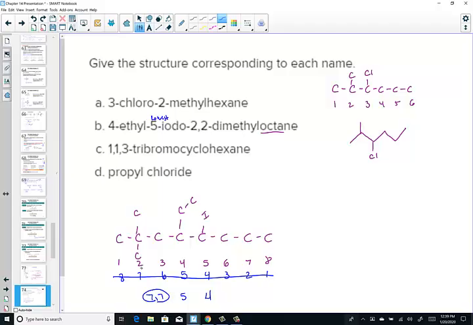So I have, let's put this together. We have 1, 2, 3, 4, 5, 6, 7, 8 carbons in the longest chain. Carbon 2 has 2 methyl groups. Carbon 5, 1, 2, 3, 4, 5 had the iodine, and carbon 4 had an ethyl group. So there's the beginning of that line structure. Excellent. Let me give myself some room for letter C.